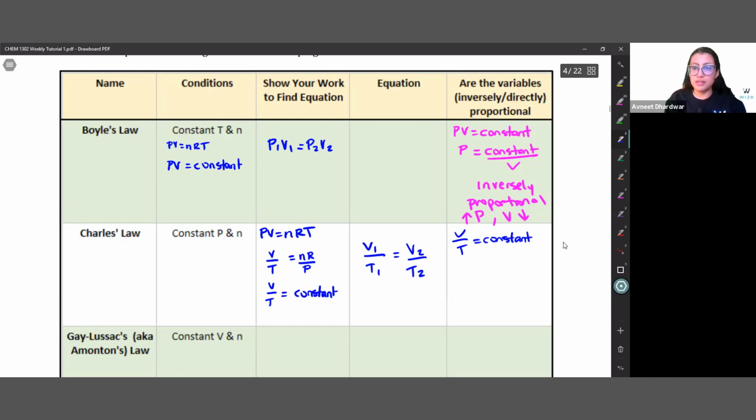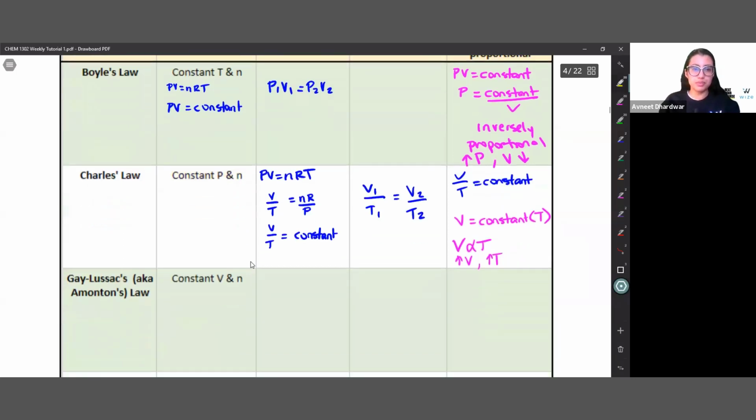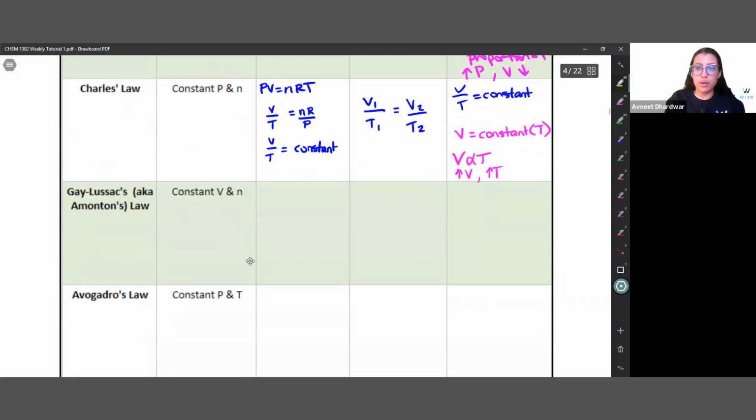So in this case, it would be V is equal to constant times temperature. And we see that they're both in the numerator. So that means they're going to be directly proportional. So if I increase volume, then there's going to be an increase in temperature, as long as, again, we're in these conditions where there's a constant pressure and constant moles. Okay, so we'll keep working our way through this table.